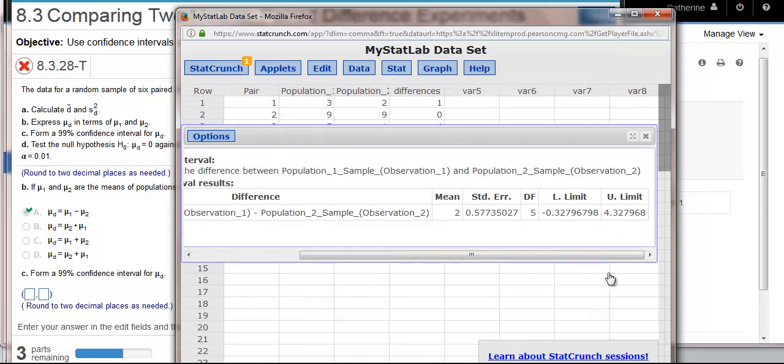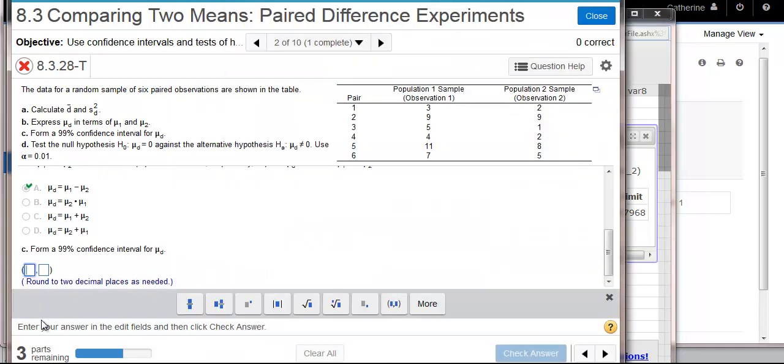And over here we get the left-hand limit, or the lower limit of our confidence interval, and the upper limit. So if we round to 2 decimal places, we're looking at a negative 0.33, and our upper limit being a 4.33. So let's put those values in.